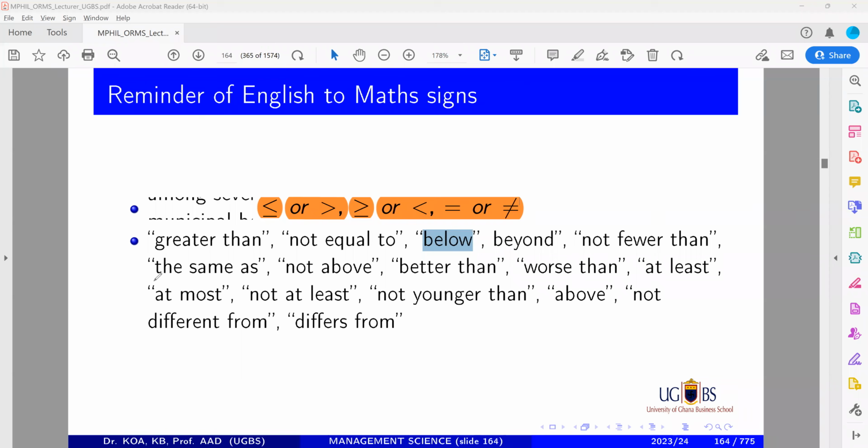What symbol is the same as? What is the same as? If you don't know, please lower your hands. Sandra. Equal to. Good. What is not above? Not above. Elizabeth. Not equal to.